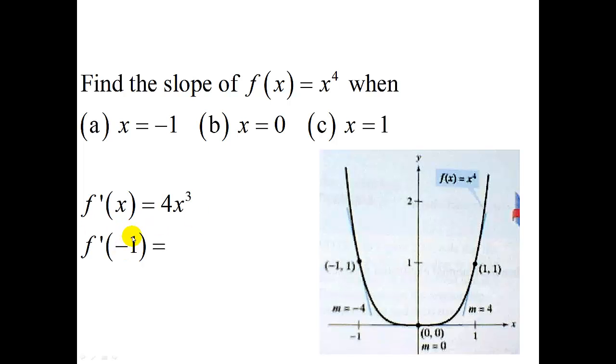Let's evaluate it at those 3 points. Well, at -1, we put in a -1 for x. We get 4 times -1 to the 3rd power, -4. And indeed, that's confirmed by the graph here. At -1, the slope is a pretty steep negative, -4. At 0, the slope is 0. If we put in a 0 into this function of the slope, we get 4 times 0, 0. That's confirmed by the graph. We have a horizontal line at 0, 0. And at 1, we put in a 1 for x, we get a positive 4. 4 times 1 to the third is positive 4, also confirmed by the graph.